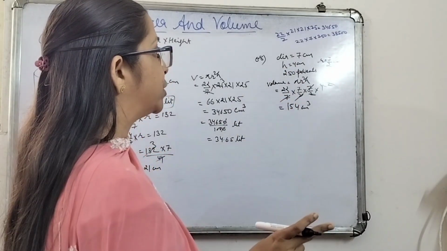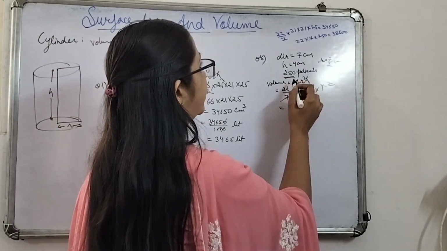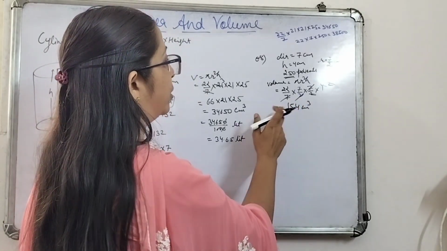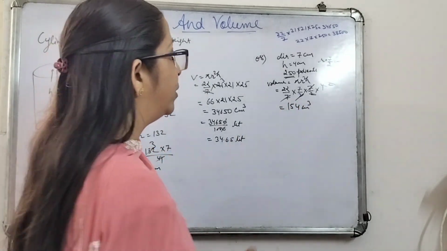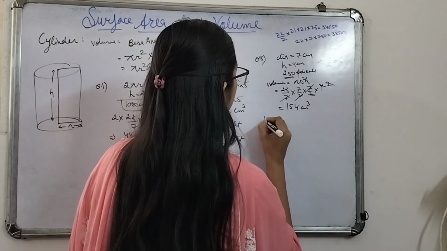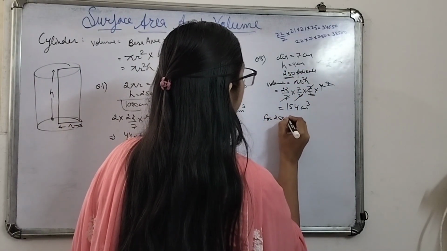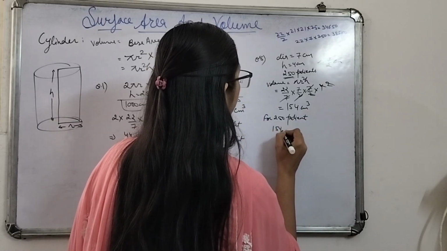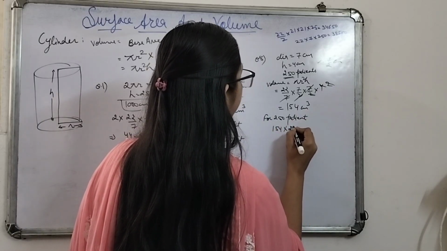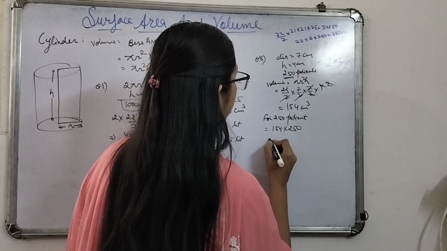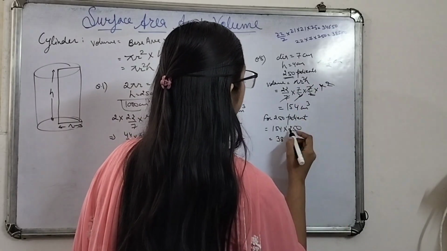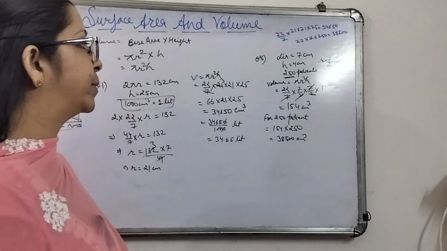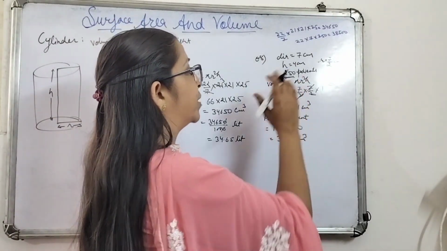Now it is for one patient only, but here there are 250 patients. So for one patient, the soup required is 154 centimeter cube. So for 250 patients, soup required will be 154 multiplied by 250. If we multiply it, it will be 38500 centimeter cube. This much soup will be required for 250 patients.